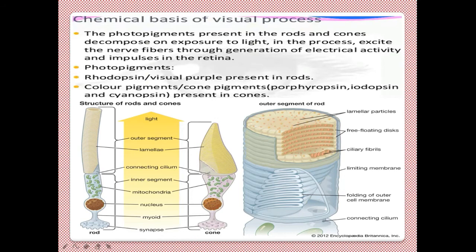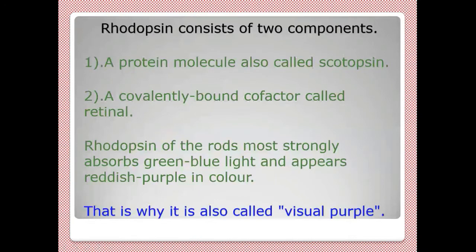So this rhodopsin consists of two components. One is the protein portion, a protein molecule called scotopsin. The second one is the non-protein part, a covalently bound cofactor called retinal. This retinal is derived from vitamin A.